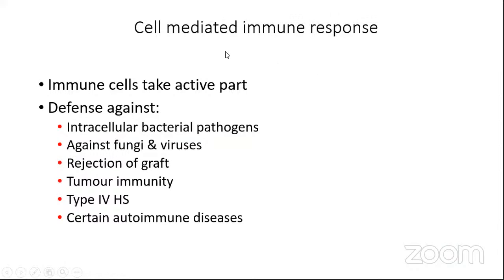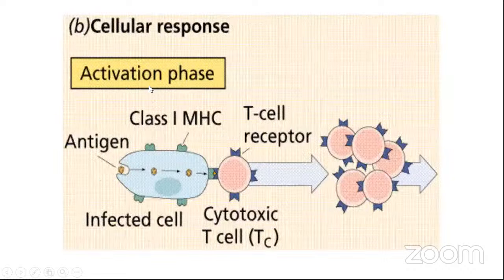Then coming to cell mediated immune response, it is the immune cells, namely the T cells, which take part, and they provide defense against intracellular bacterial pathogens, against fungi and viruses, rejection of graft, tumor immunity, type 5 hypersensitivity, and certain autoimmune diseases. So the activation phase, the antigen in class 1 MHC molecule, they usually present to cytotoxic cells, and then the cytotoxic cells are produced in abundance, which may in turn attack the antigen and kill them. This is cell mediated immunity.